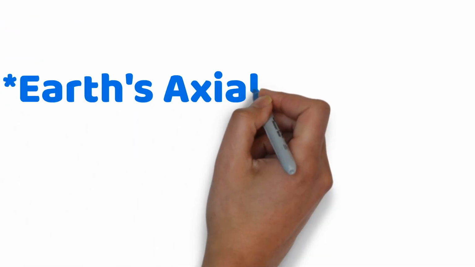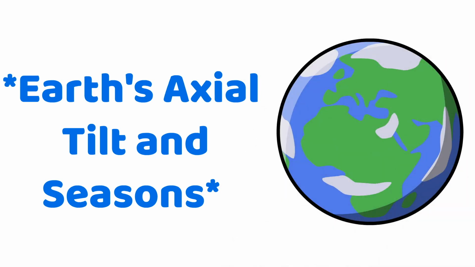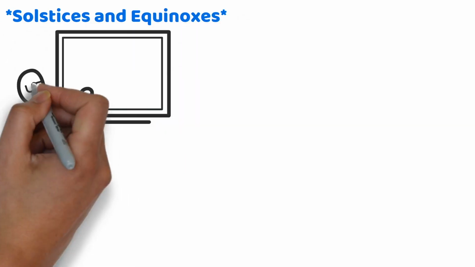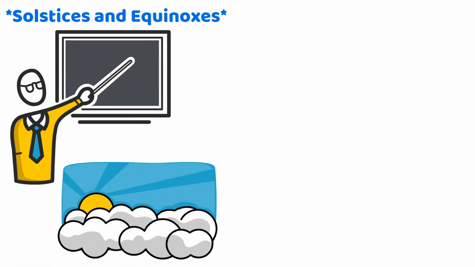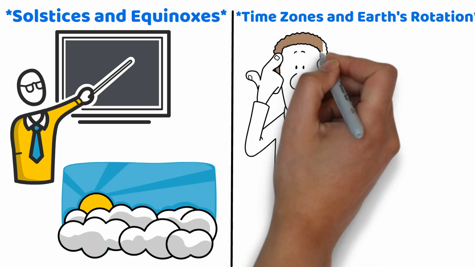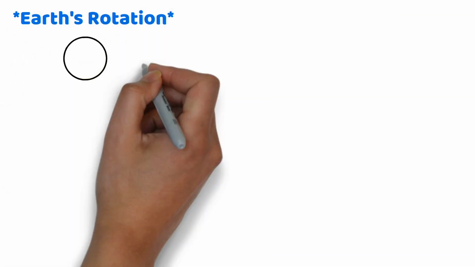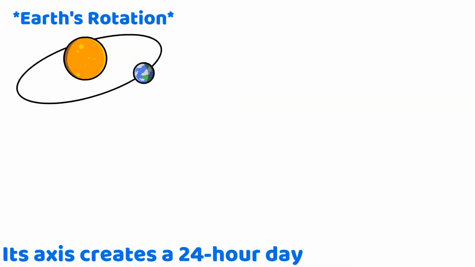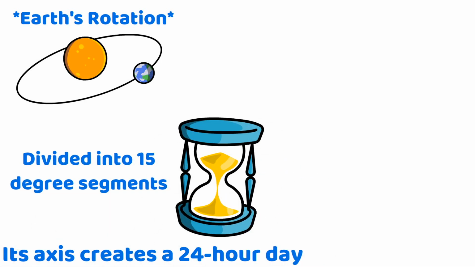Now let's talk about Earth's axial tilt and seasons. Earth's tilt on its axis leads to the seasonal variations experienced across the globe. Solstices and equinoxes. These are key times of the year that mark the shifts in seasons, with solstices representing the longest and shortest days, and equinoxes marking equal lengths of day and night. Time zones and Earth's rotation. Understanding time zones is crucial for comprehending global time differences. Earth's rotation. A full rotation of the Earth on its axis creates a 24-hour day, divided into 15-degree segments, each representing 1 hour across different time zones.